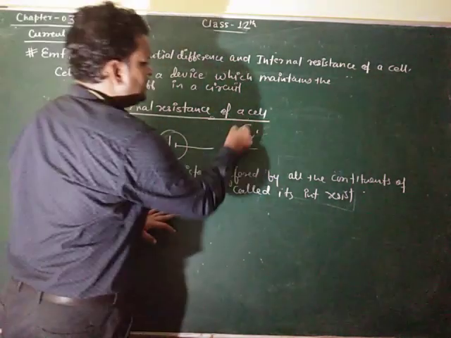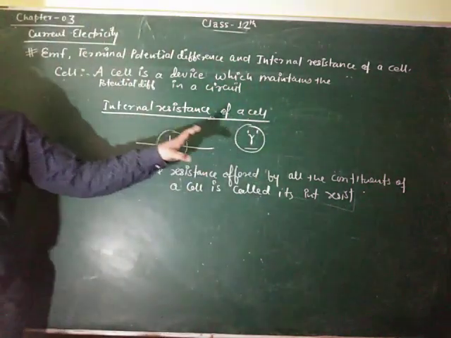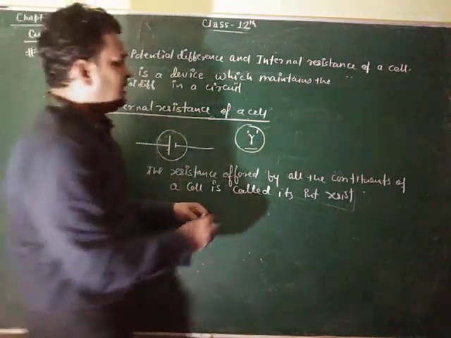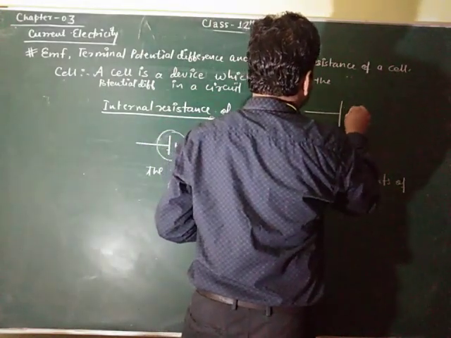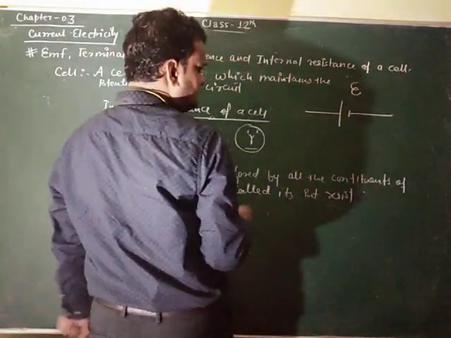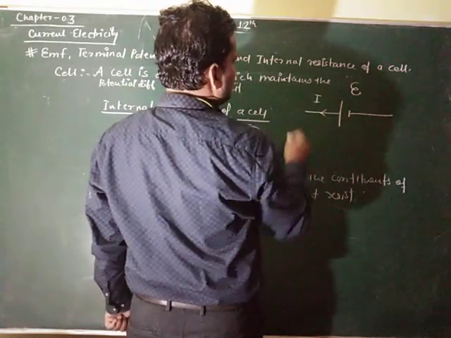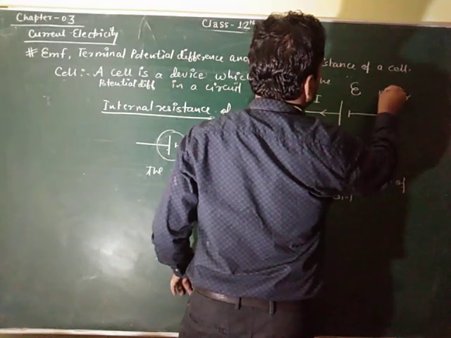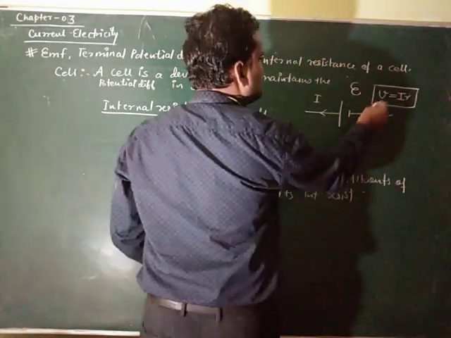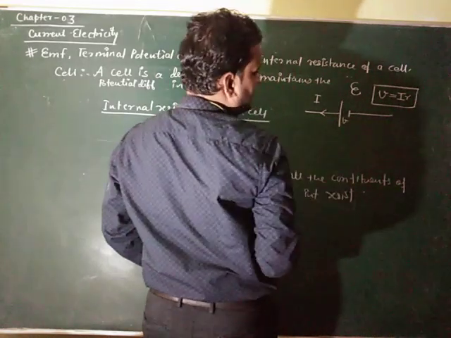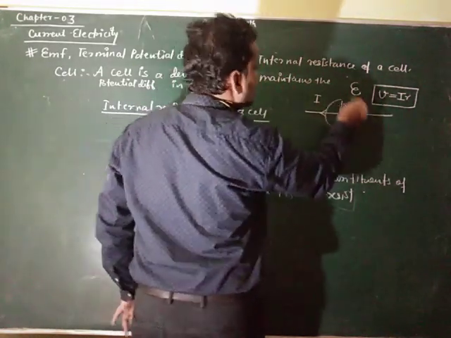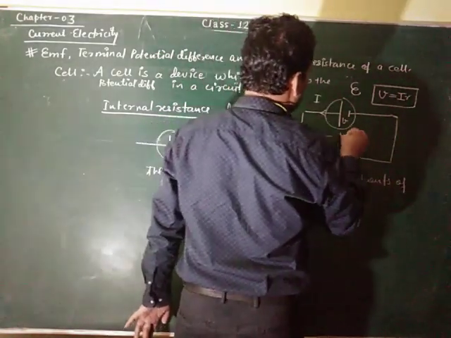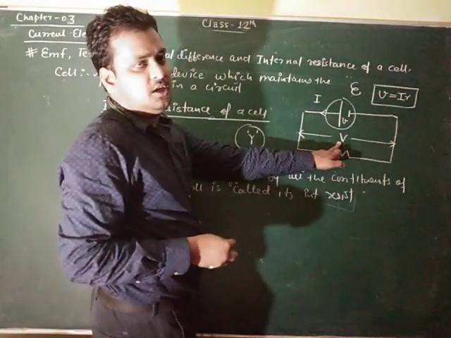This resistance is the main reason for the drop in voltage within the cell. That is why, as I told you earlier, this is the cell of EMF E. If current I is sent through it, I times r is equal to a small voltage drop within the cell, and that is why we have less voltage here, which is known as the terminal potential difference.